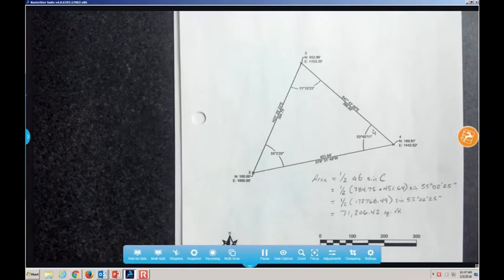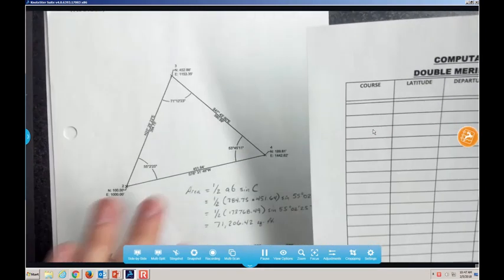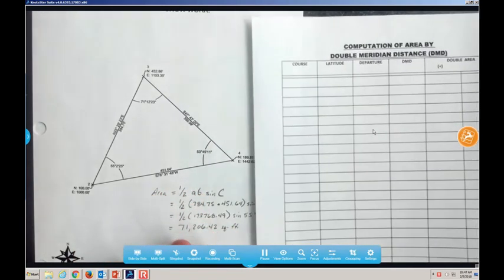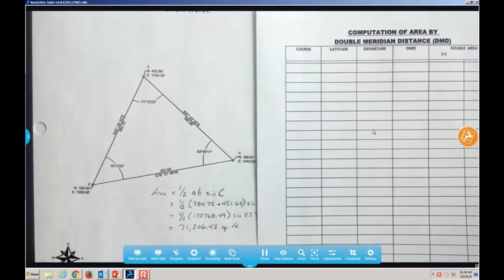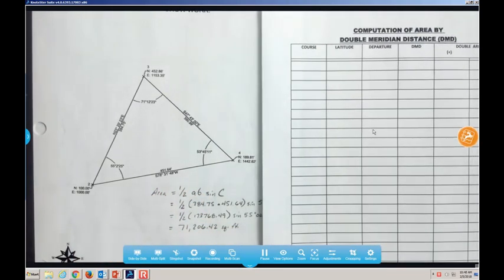We're going to work with this one here to figure out the double meridian distance. I'll try sliding it over so I can work with the worksheet on the other side, so you can see the worksheet here. Okay, so we have the double meridian distance we're going to figure out.